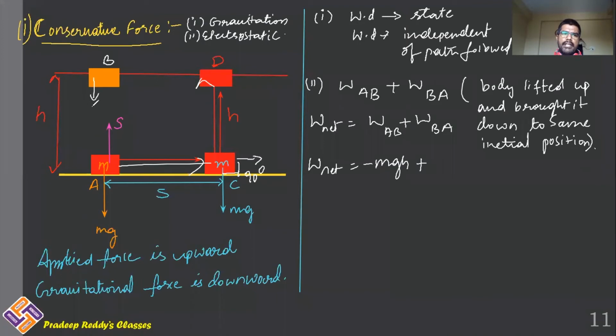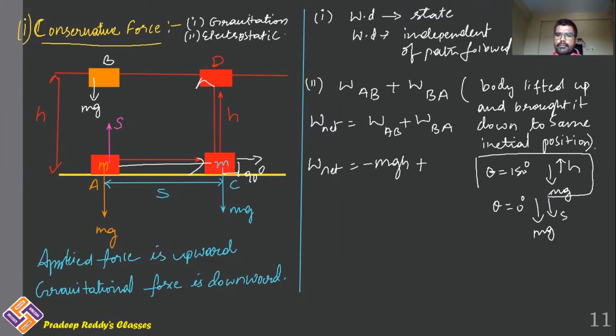From B to A, gravitational force is in downward direction. Displacement is also in downward direction. Therefore, when the body is coming down, theta is equal to 0. Theta is equal to 180 degrees if gravitational force is downward, displacement is upward. Theta is equal to 0 degrees if gravitational force is downward, displacement is also in downward direction. These two things you need to remember.